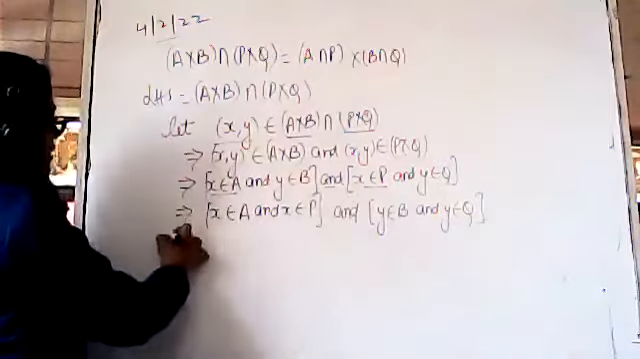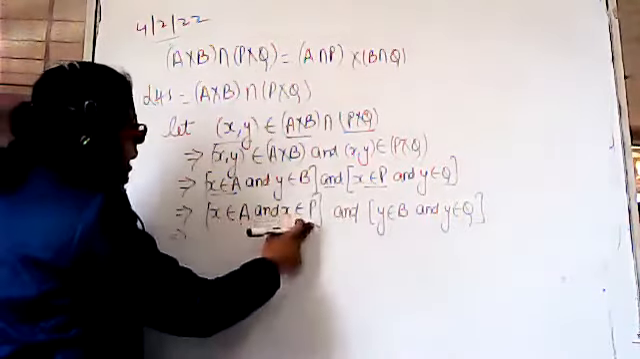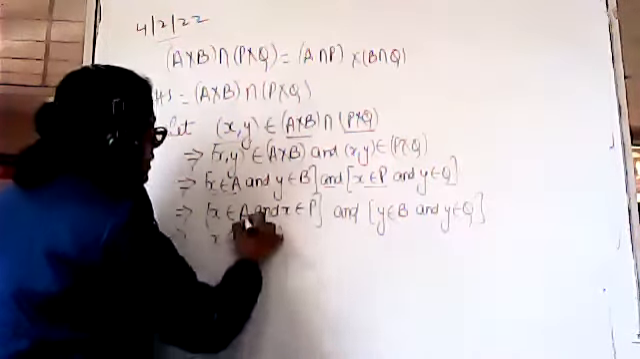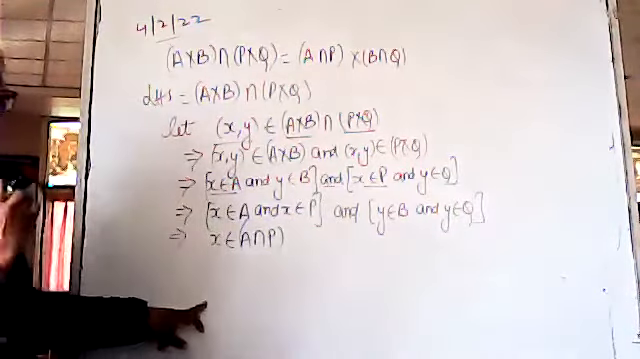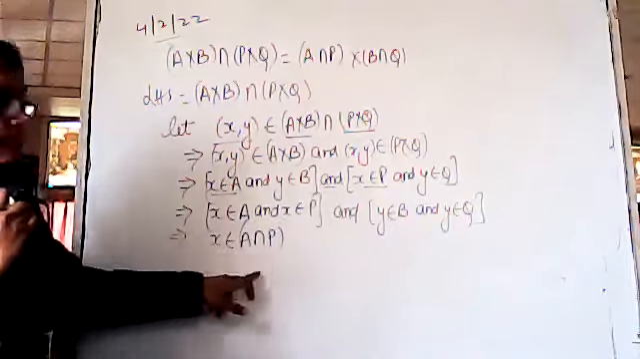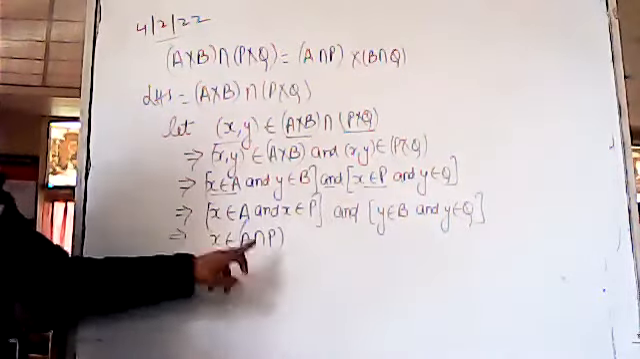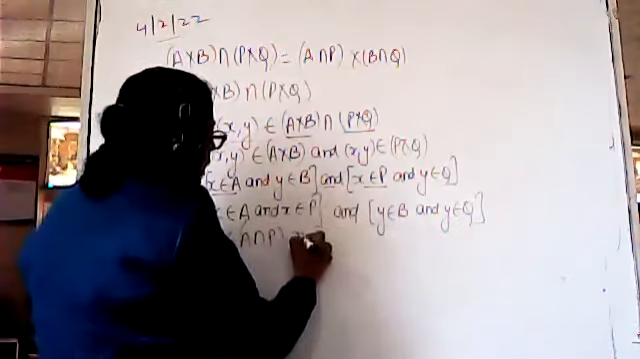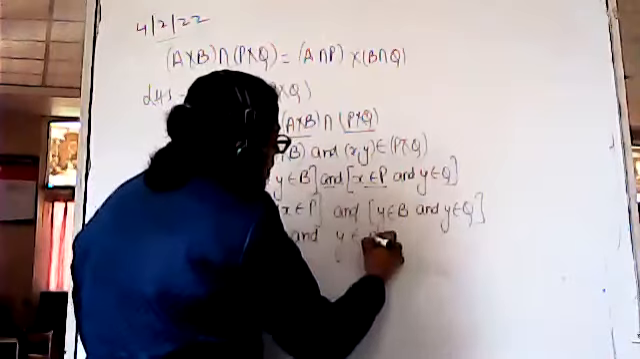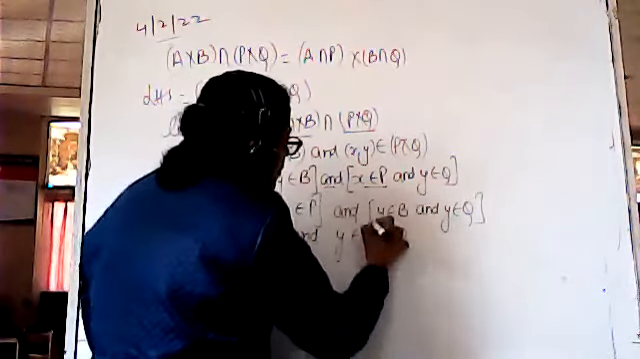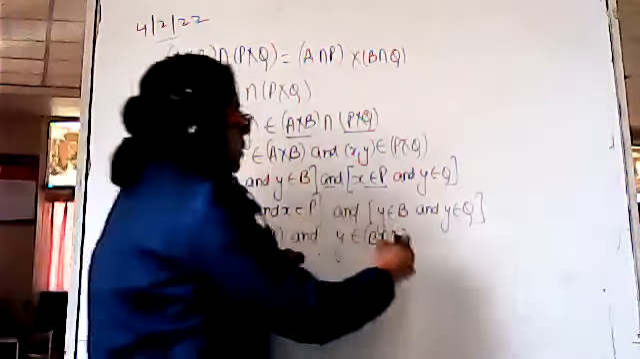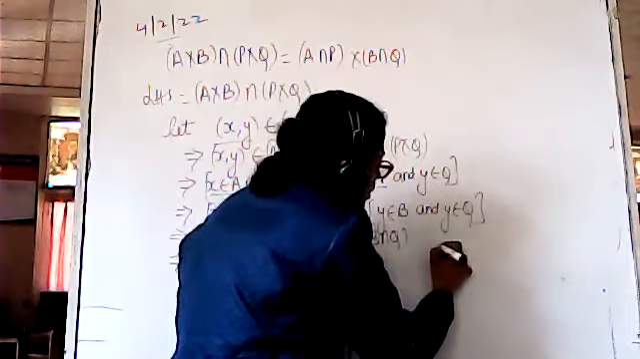Implies that now x belongs to A and x belongs to P. We can write in symbolic form that x belongs to A intersection P. We can write x belongs to A and x belongs to P means x belongs to A intersection P. In the case of and, we are using intersection. Similarly, y belongs to B and y belongs to Q means y belongs to B intersection Q. Implies that. Now, we did the definition of Cartesian product of two sets.